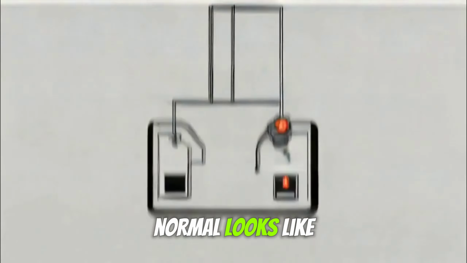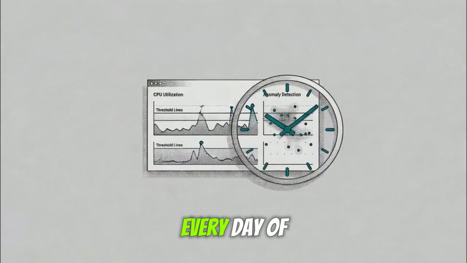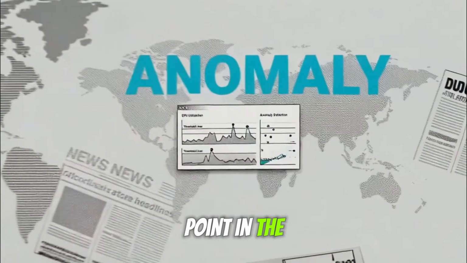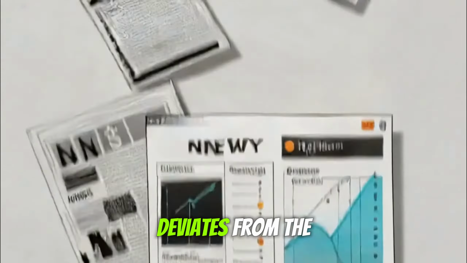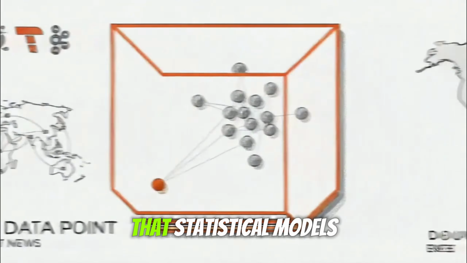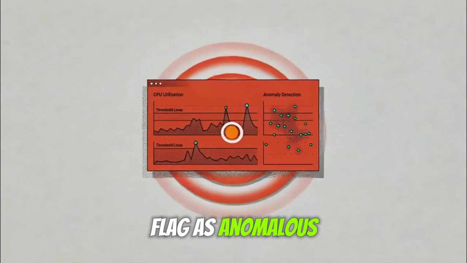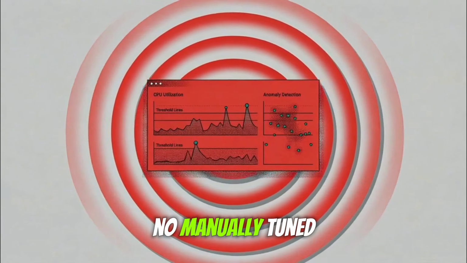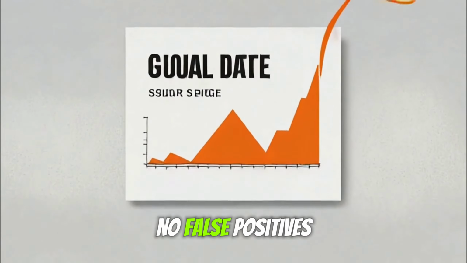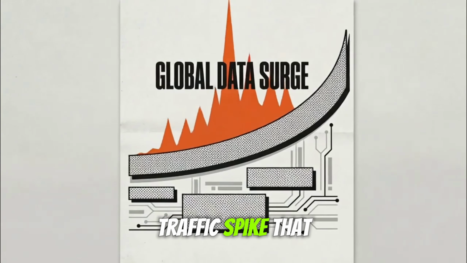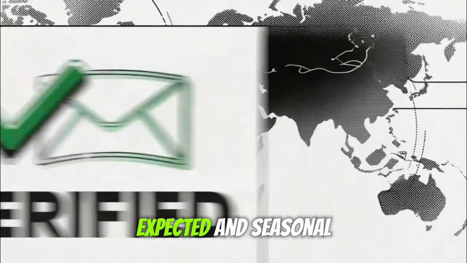It learns what normal looks like at every time of day, every day of the week, every point in the deployment calendar. When a metric deviates from the learned normal pattern in a way that statistical models flag as anomalous, the system fires. No manually tuned thresholds. No false positives from a Black Friday traffic spike that the model already knows is expected and seasonal.